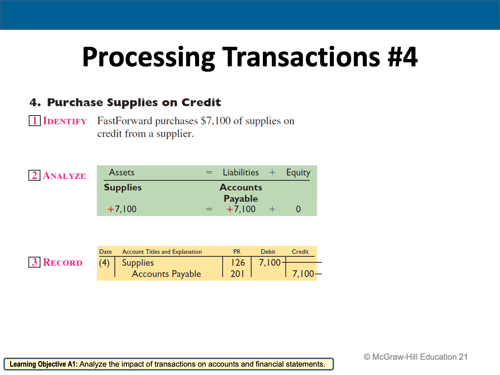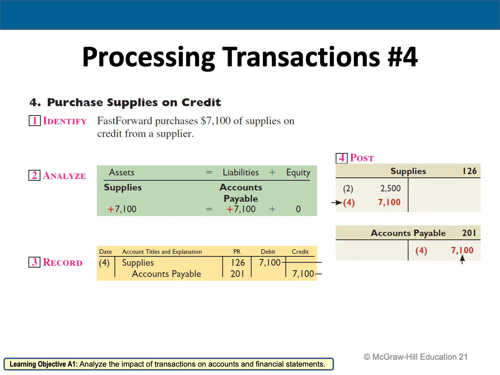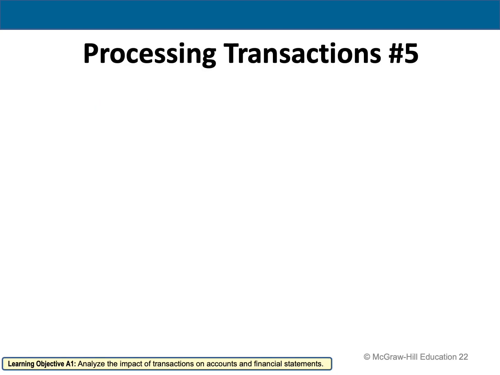So I have to draw one account for supplies. I already drew one, so I'm going to add here 7,100 and record it as number 4 to refer to transaction number 4. Then again I have to draw another T account for accounts payable, and I'm going to record 7,100 on the credit side. So basically, step number 4 is we need to draw a T account for each of the accounts that appeared in the transaction. Now let's move to processing transaction 5.